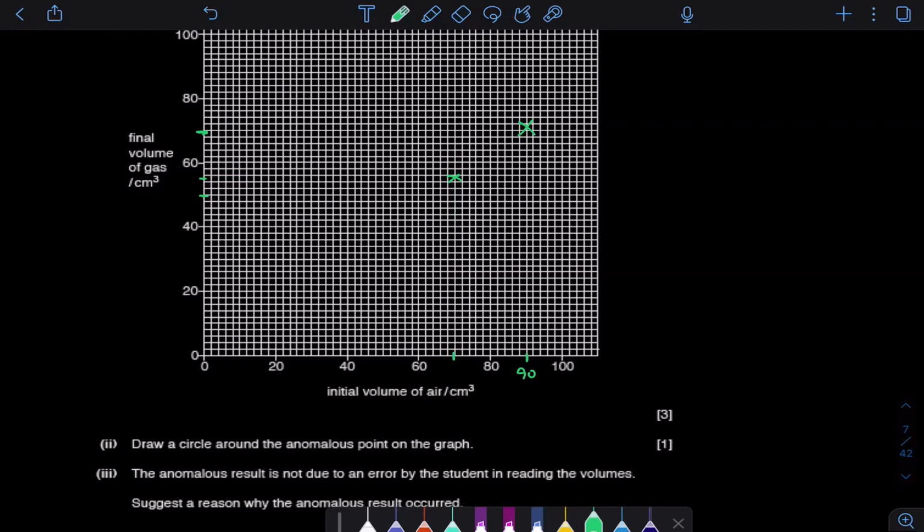60 is pretty straightforward. And 52, I think 52 will be this, if I'm not wrong. So this is 52. 50 and 39. 50 is here. So straight line, and 39 is probably here. So this is my point.